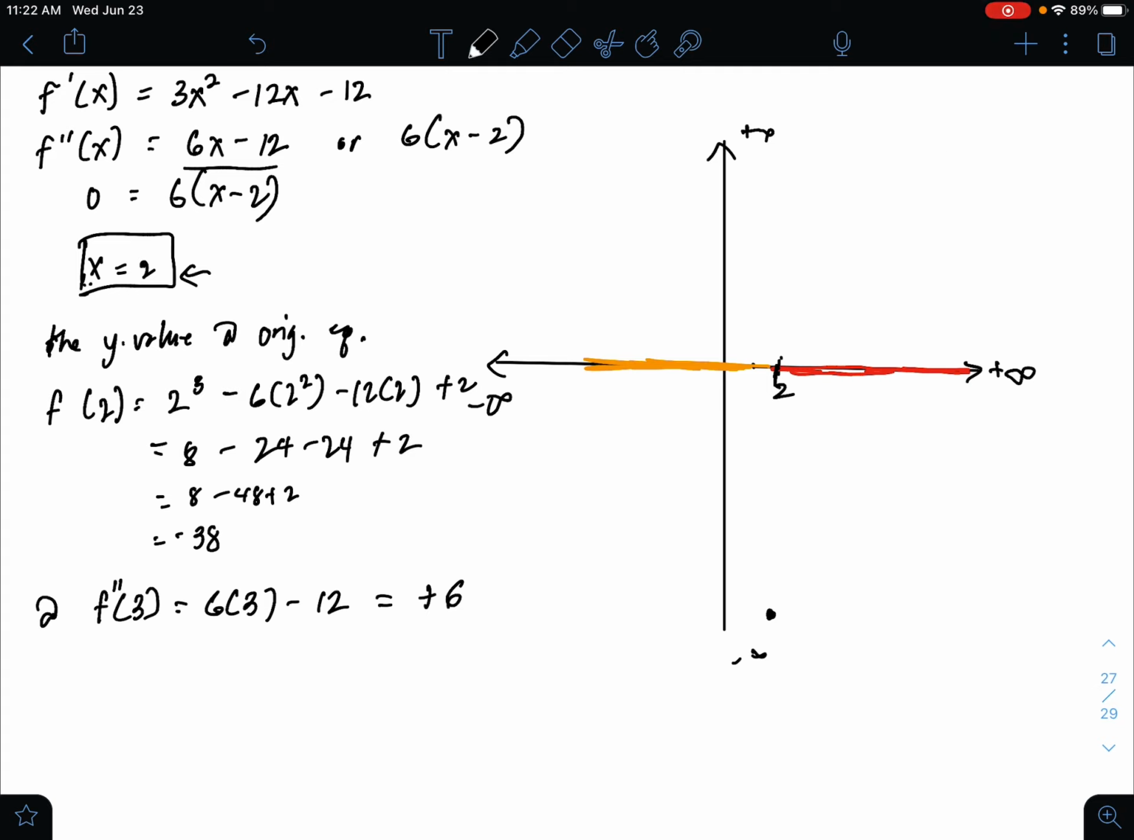Sige. Tapos, at f double prime of 1, kay dili naman ta, or 0, pwedeng 0, no? Pwedeng 1, pwedeng 0. Sa left na punta na interval. So, 6 times 1 minus 12 is equal to negative 6. So, from negative infinity to positive 2, negative siya. So, downward ang atong concavity. So, ano daw na siya? Downward.